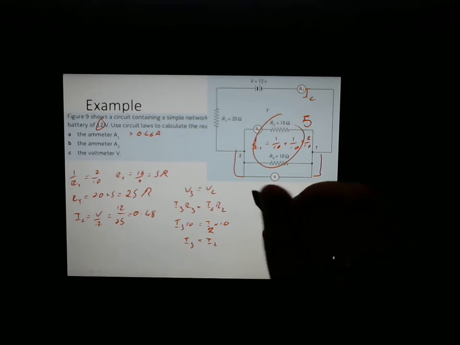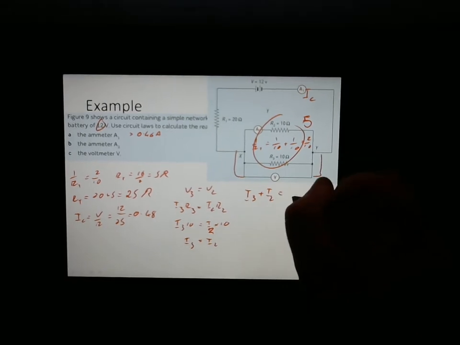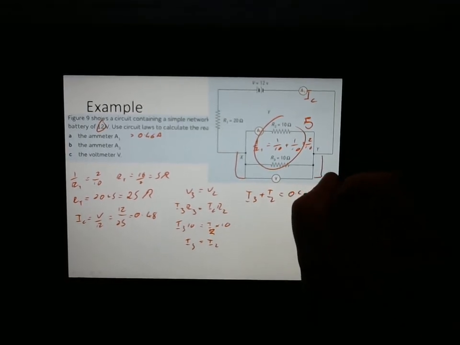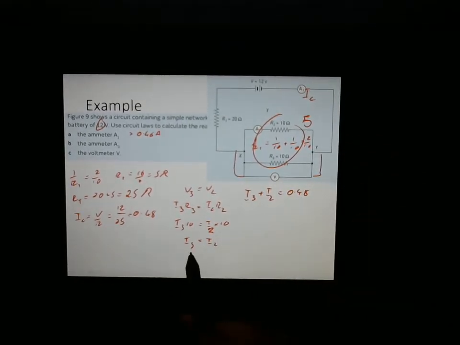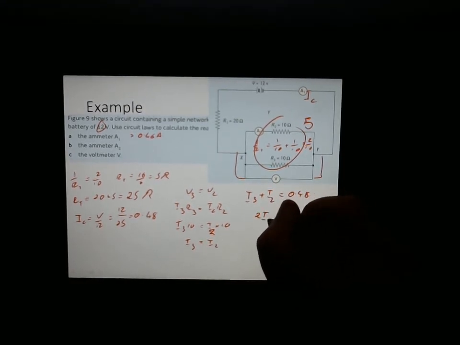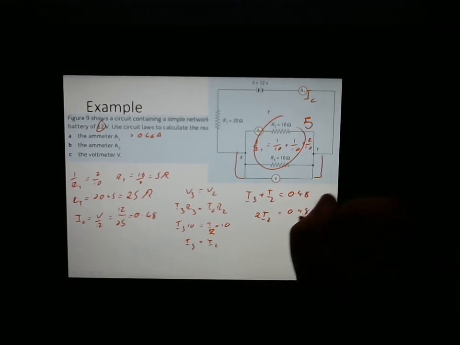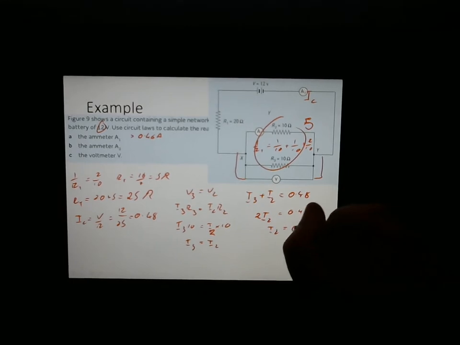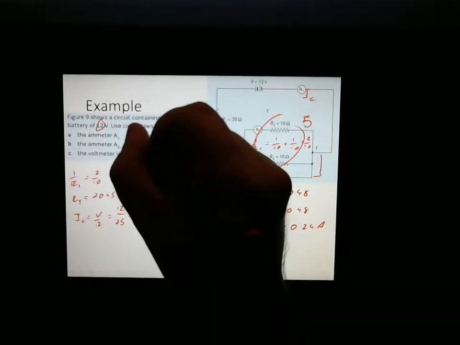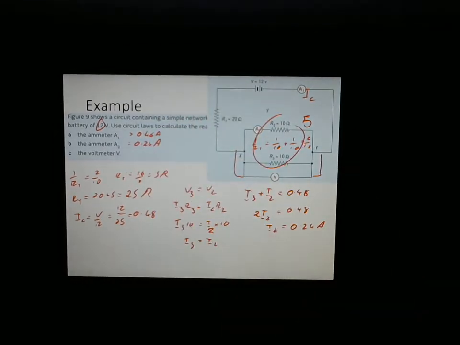We also, because of Kirchhoff's junction law, know that I3 plus I2 equals 0.48. But we've just said that they're both the same. So therefore, 2 times I2 equals 0.48, or that I2 equals 0.24 amps, which is the answer to our second question there. So you can logically work your way out to it.